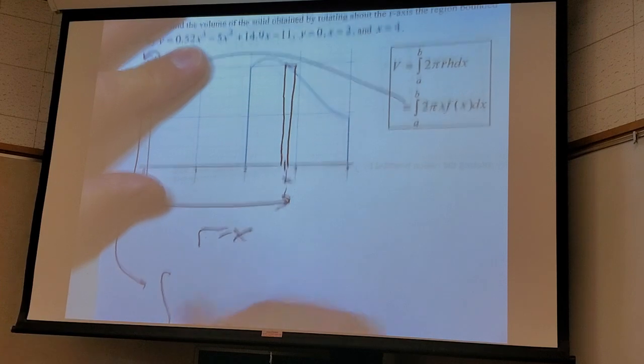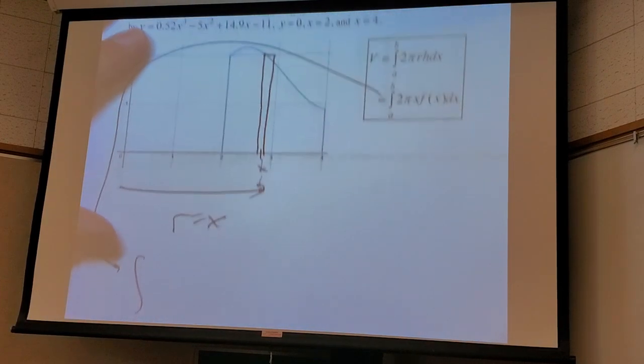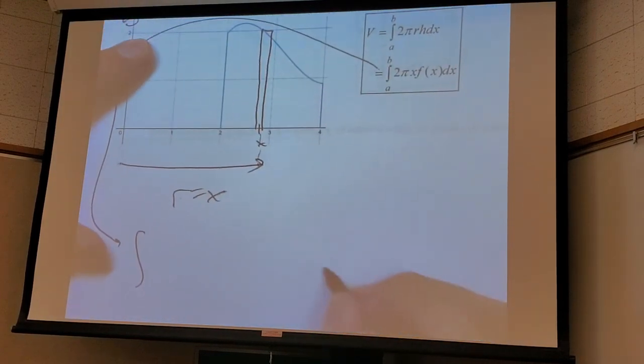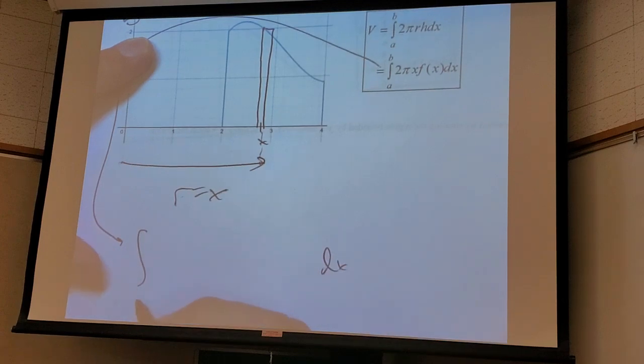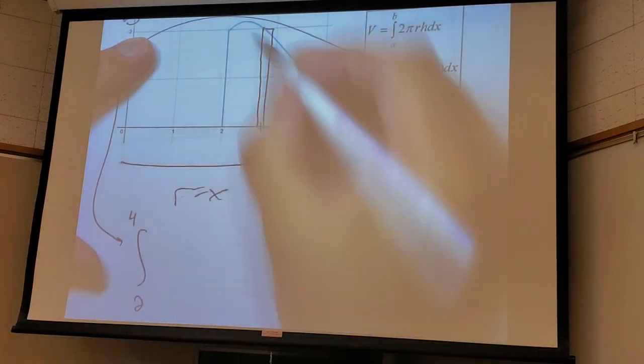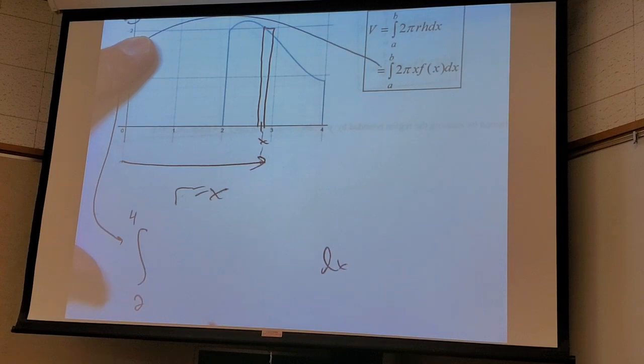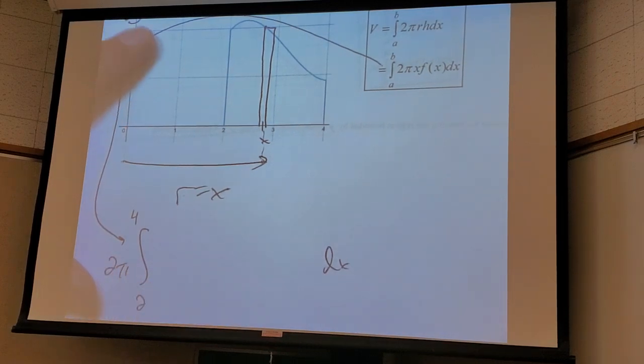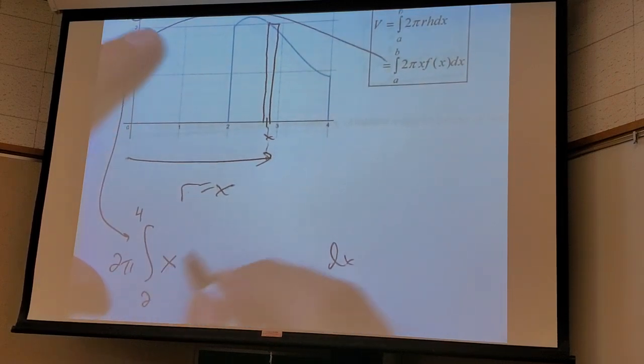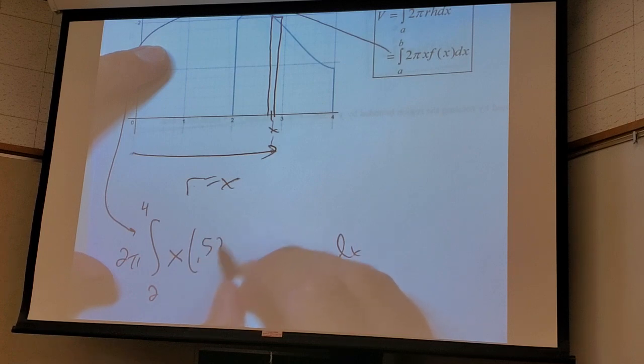So we're going to integrate from what to what? 2 to 4, dx, right? Say again. 2 to 4. 2 to 4, I love it, because that's where the region is. 2 to 4, put my 2 pi out front. X times f of x.